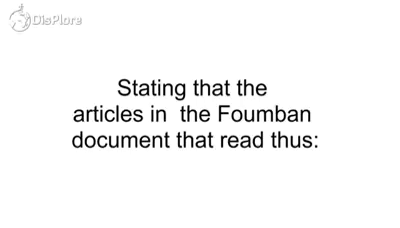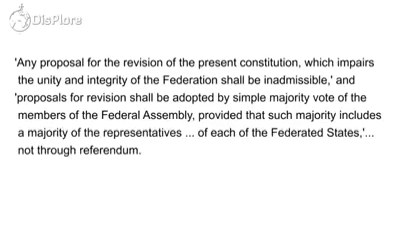The Southern Cameroon's lawmakers heavily opposed and rejected that idea, stating that the articles in the Fumban document that read thus, "Any proposal for the revision of the present constitution which impairs the unity and integrity of the federation shall be inadmissible, and proposals for the revision shall be adopted by a simple majority vote of the members of the Federal Assembly, provided that such majority includes a majority of the representatives of each of the federated states, not through referendum." Ahidjo ignored the concerns, so under duress and to avoid bloodshed, Southern Cameroonians submitted to Ahidjo's decision.